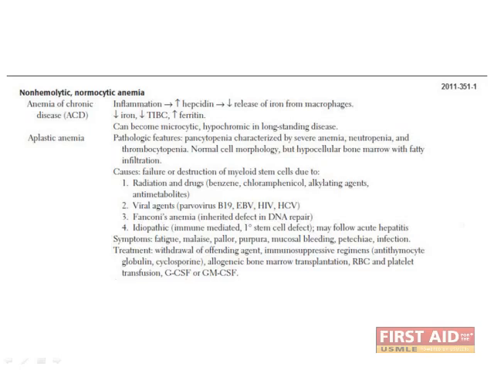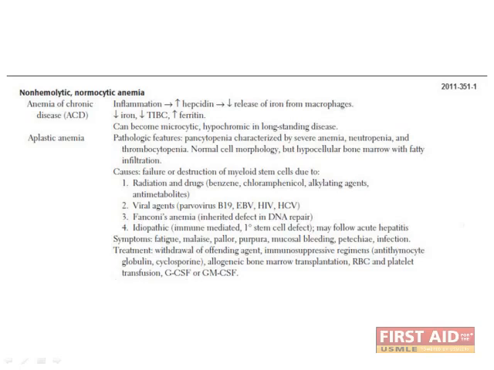Aplastic anemia is a condition where the myeloid stem cells fail or are destroyed. If you look at the marrow of someone with aplastic anemia, it's mostly replaced with fat. There is pancytopenia, meaning low red blood cells, white blood cells, platelets, and neutrophils. There are many different causes, including radiation, several viruses, DNA repair defects like Fanconi's anemia, and also immune etiologies.